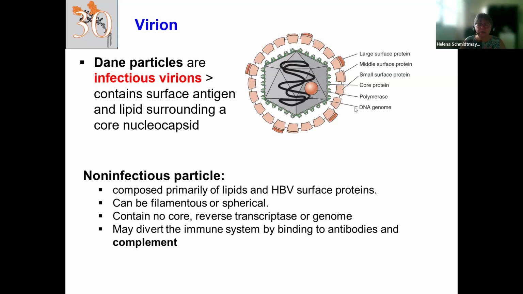So the question is, what is the function of such non-infectious particles? It was suggested that they may actually divert the immune responses of the host by binding antibodies and complements, so they deplete them. Therefore, the infectious DNA particles have a higher chance to reach the target cells.